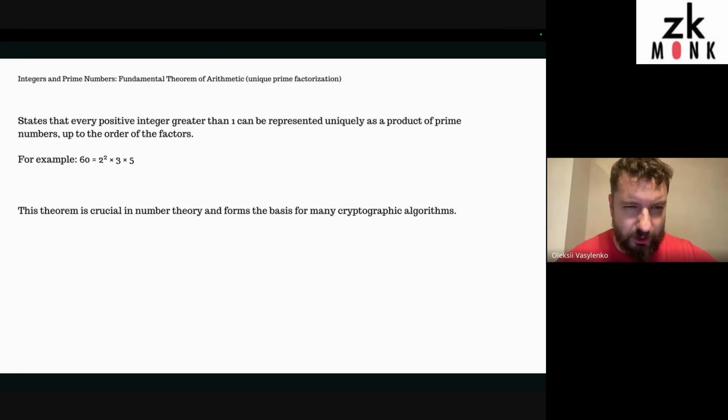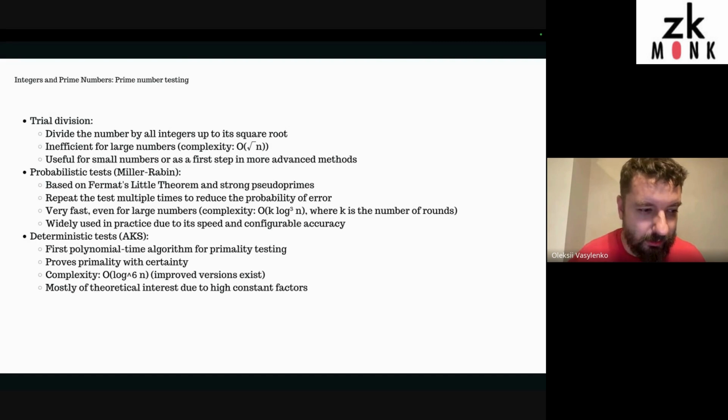By the fundamental theorem of arithmetic, unique prime factorization, every number can be factorized into prime numbers. For example, here you can see the number 60. It consists of 2, 2, 3, and 5. They are all prime numbers. So in the end, any number is a multiplication of a set of prime numbers. This is very important. There are 2 areas in prime numbers in math: testing of prime numbers and generation of prime numbers. Testing is the process of checking that a number is really prime.